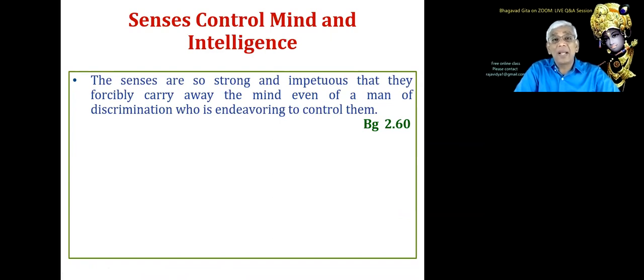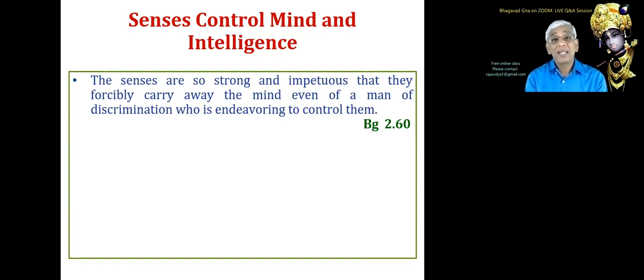Even a learned person who is endeavoring to control them, even a person who has the knowledge about how to control the mind and who is putting efforts to control the mind. The senses are so strong and impetuous that they forcibly carry away the mind. So the senses are very, very strong. The horses, in our analogy, the five horses, they are very, very strong. They forcibly carry away the mind.